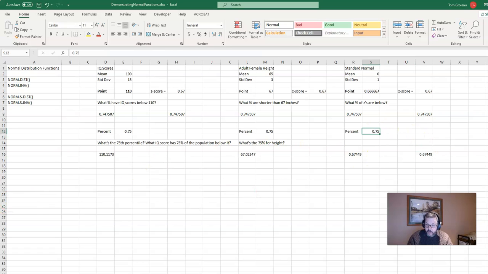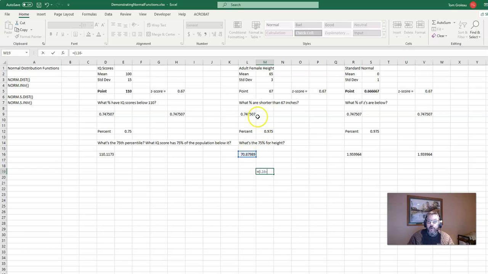If I wanted the 0.975, what's the top 2.5%? What's the bottom 2.5%? Well, it'd be a z of 1.96. So over here, this is telling me that this number, a 70.88, should have a z-score of 1.96. Let's find out. That's the point minus the mean divided by the standard deviation. Sure enough, z-score 1.96.